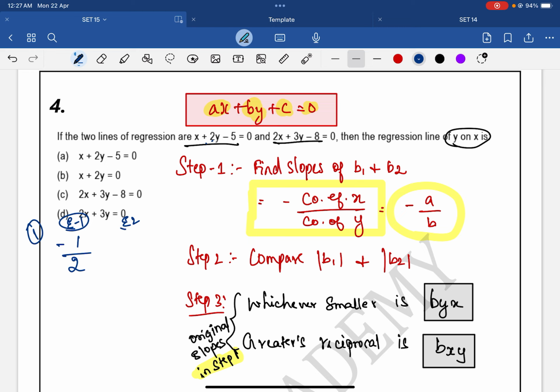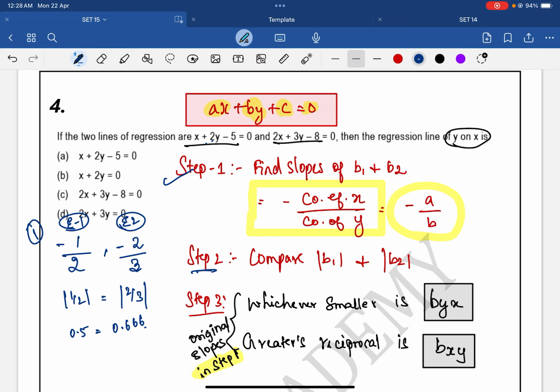Go for equation number 2. Minus coefficient of x divided by coefficient of y. So it is going to be minus 2 by 3. First step is over. Go with the second step. Compare the modulus values, 1 by 2 compared with 2 by 3. 1 by 2, what is the value? It is going to be 0.5. What is 2 by 3 value? 2 by 3 value is 0.666.